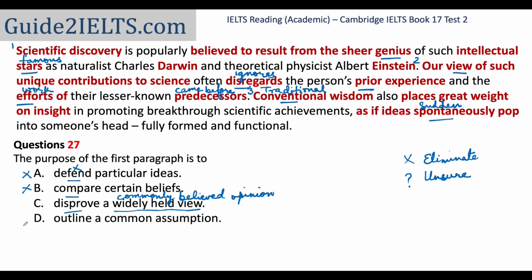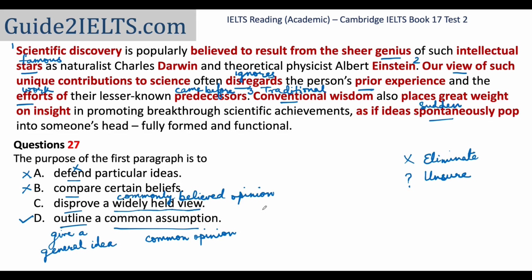The fourth option is outline a common assumption. To outline means to give a general idea of something. A common assumption is the same as a widely held view, which is mentioned in option C. What the paragraph is doing is giving you a general idea of what is popularly believed, vaguely mentioning that this popular belief may be ignoring some things. That is all that this paragraph is doing. There is a slight tone of disagreement in the paragraph, but nowhere does it clearly disagree with this. So the correct option is option D.